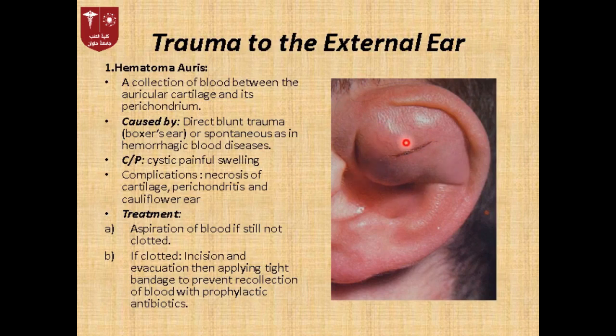How do we treat hematoma auris? In case the blood is still not clotted, this blood is aspirated, and in case it's clotted, then we need to make an incision and evacuate the hematoma, and then apply a tight bandage to prevent recollection again of blood, with prescribing the suitable antibiotics.